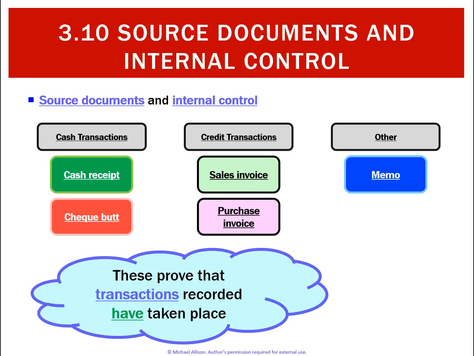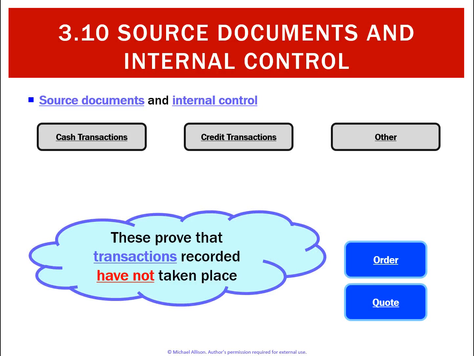Actually, we should have copies, or the originals. They will prove that a transaction has taken place. So a cash receipt, a check butt, a sales invoice, a purchase invoice, or a memo are evidence of a transaction taking place. Just as importantly though, orders and quotes are actually evidence that a transaction hasn't taken place. If we've just ordered something and yet a supplier has given it to us and said we now owe them money, we can keep a copy of the order and say we didn't actually go beyond ordering. We haven't got a legal contract yet. So therefore, just keeping a document can be useful to prove that something didn't happen.